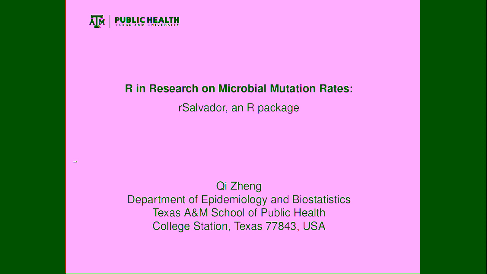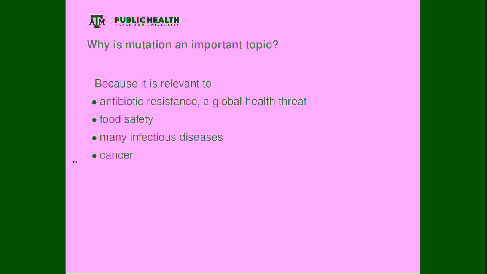Because the concept of a mutation is almost everywhere in many, many branches of life sciences. For example, the most important area is antibiotic resistance. And the next area is food safety, and also infectious disease, cancer, and so on. The most noticeable in the past 10 years is our global problem with antibiotic resistance. So actually, this problem is about how fast mutation occurs. So that's why I want to estimate the mutation rates.